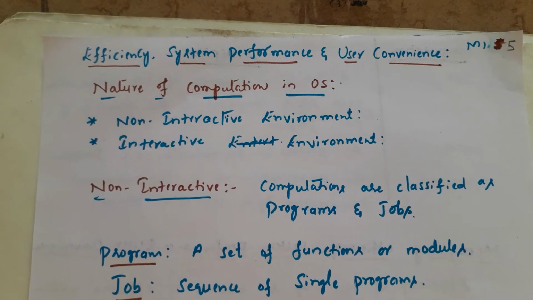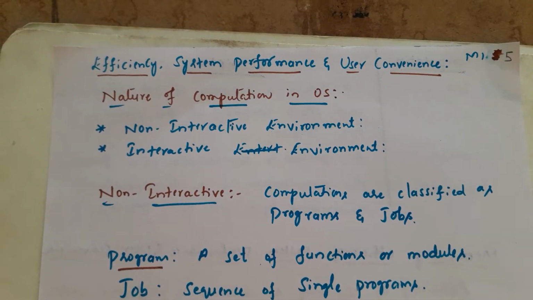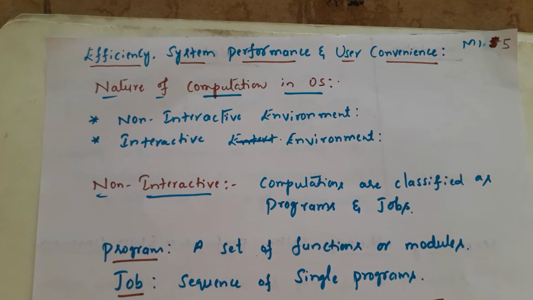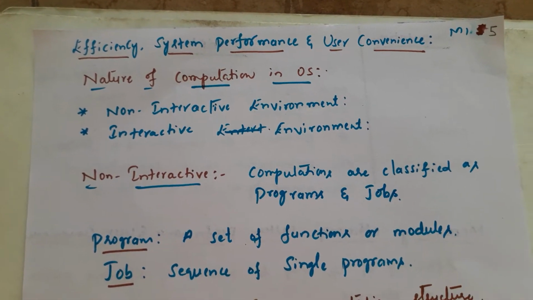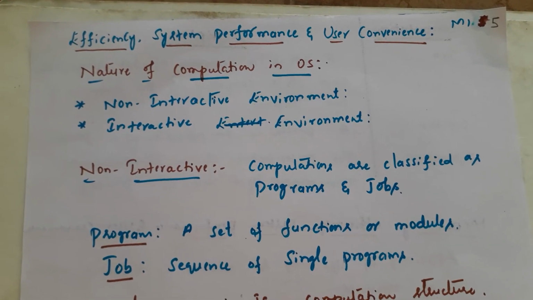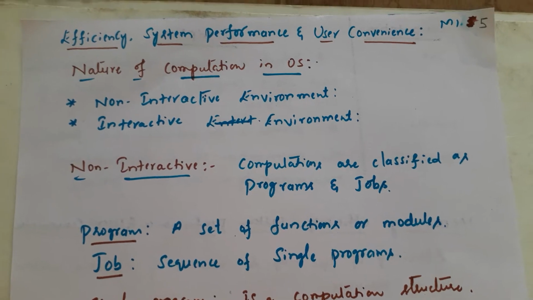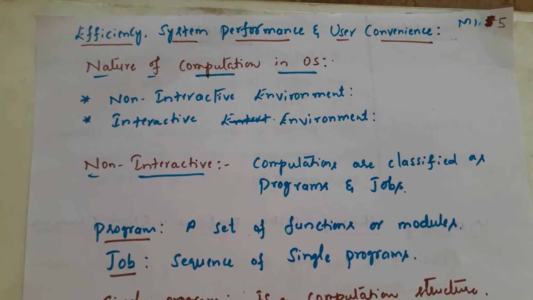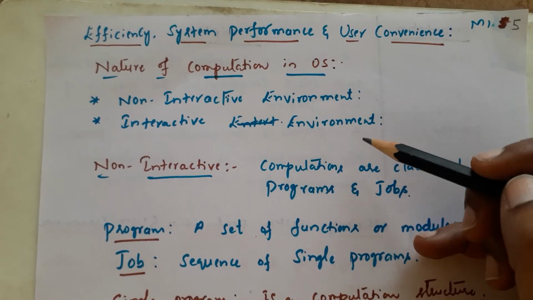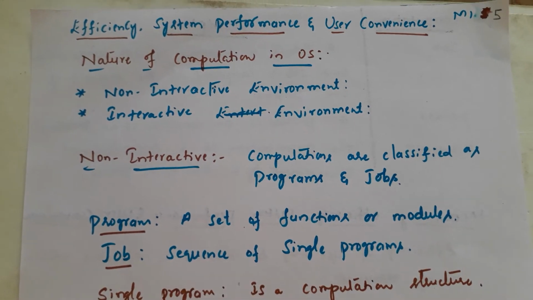Hello everyone. Let's start this session to know about the efficiency, system performance and user convenience. We have said that the goal of an operating system is based on its efficiency to use and how convenient it is for a user. Now, the computation of an operating system can be categorized in two ways. One is a non-interactive environment and the other one is an interactive environment.